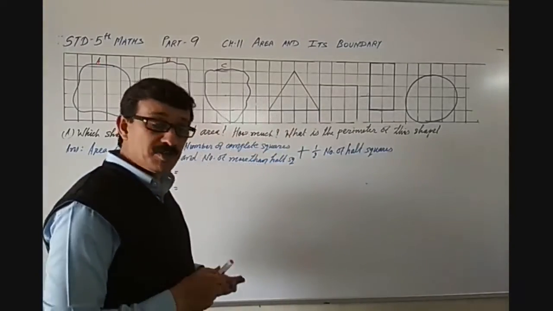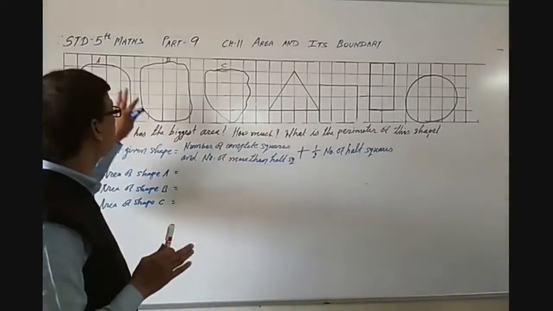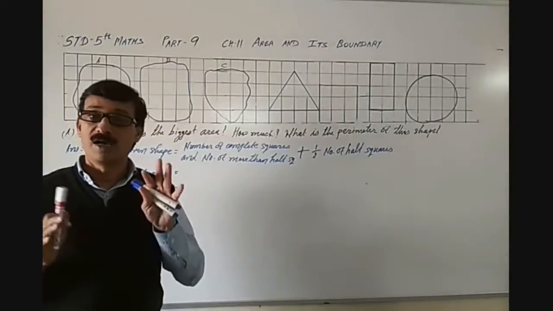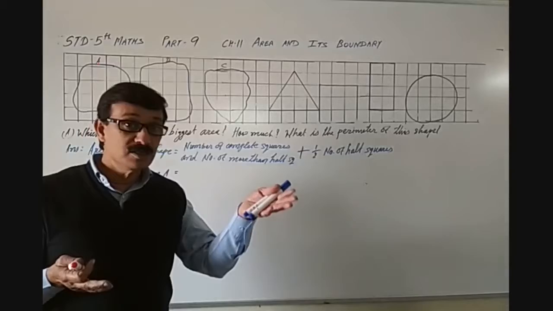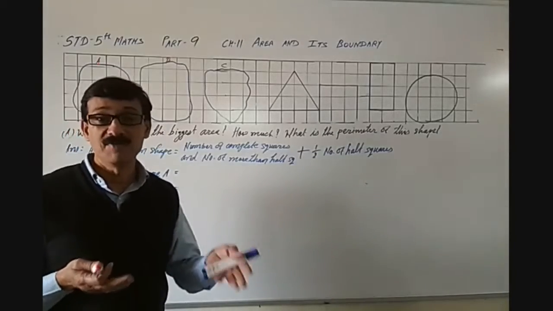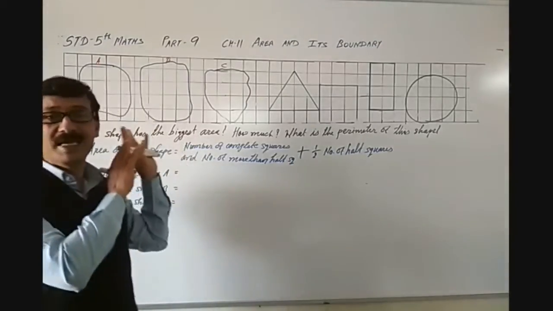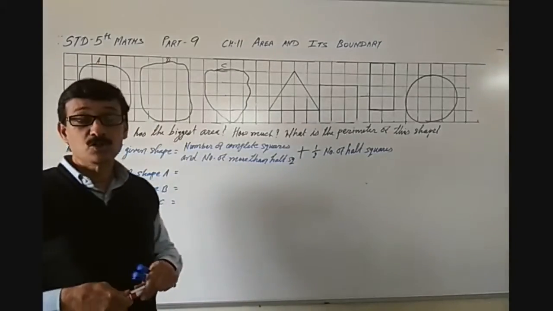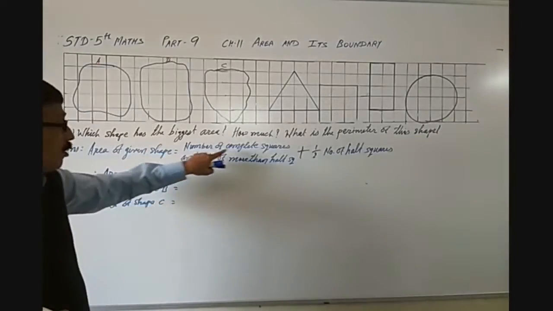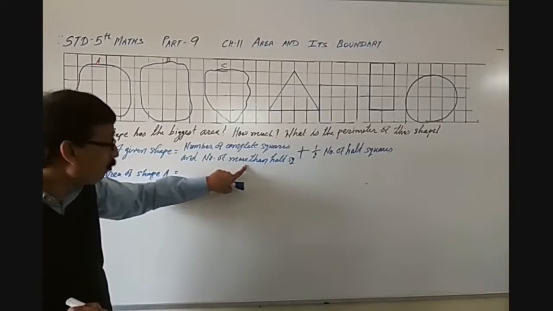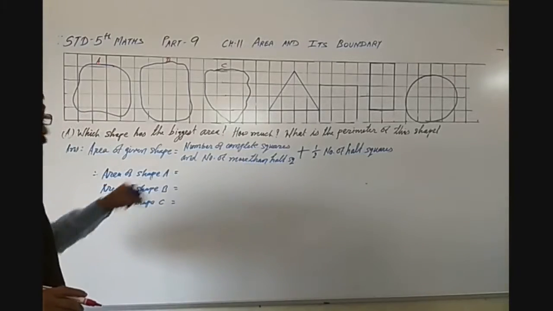Okay, so first of all, let's find out. Let me tell you once again, I did this activity, I drew this shape myself. The result might be different when you do this activity with 15 centimeter long thread. This is just to make you understand only. So let's count the complete squares and the number of more than half squares. So let's go for area of shape A.